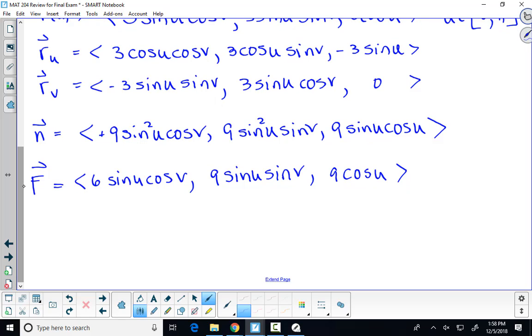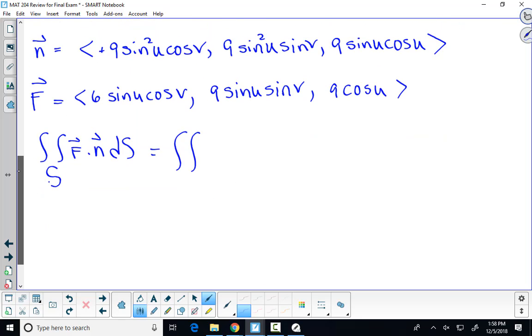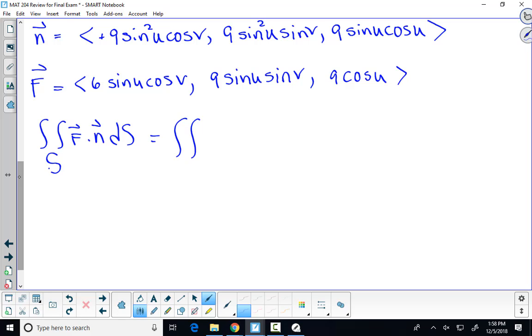So now we're going to have the double integral of F dot n dS. This is over our surface S. And F dot n, hopefully that gives us something with cancellation. So we have 54 sine cubed of u cosine squared of v plus 81 sine, ooh, nice.